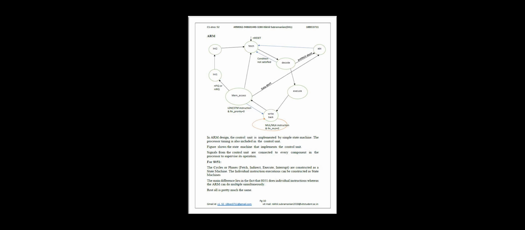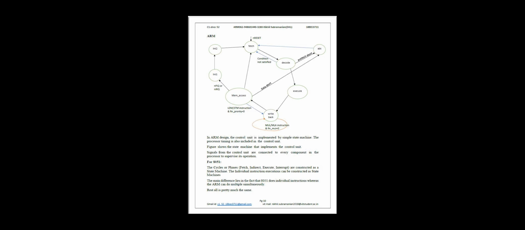Find what type of control logic is used and correlate its performance with the 8051. The control logic used in ARM is like a state machine. The processor timing is also included in the control unit. Signals from the control unit are connected to every component in the processor to supervise its operation. However, in the 8051, the cycles of phases are constructed as a state machine, similar to ARM.